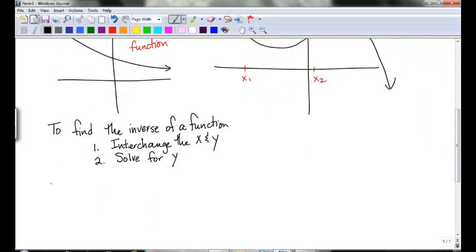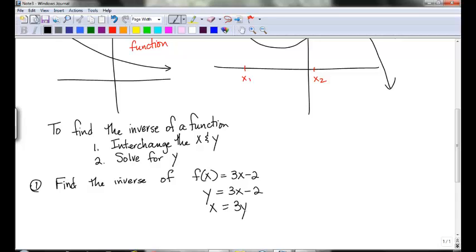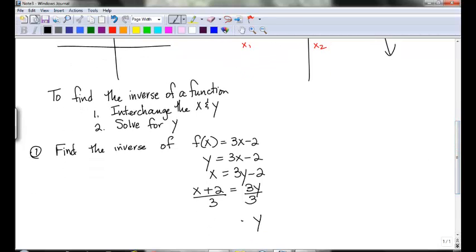Okay, example. Say they ask you to find the inverse of f of x equals 3x minus 2. F of x is the same as y. So I would rewrite it first, substituting y in for f of x. Now, if they say find the inverse, interchange the x and y. So just switch them. And now solve for y. Get y by itself. So add 2 to both sides, and then divide by 3. So I end up with y equals x plus 2, that quantity divided by 3. You agree with that?